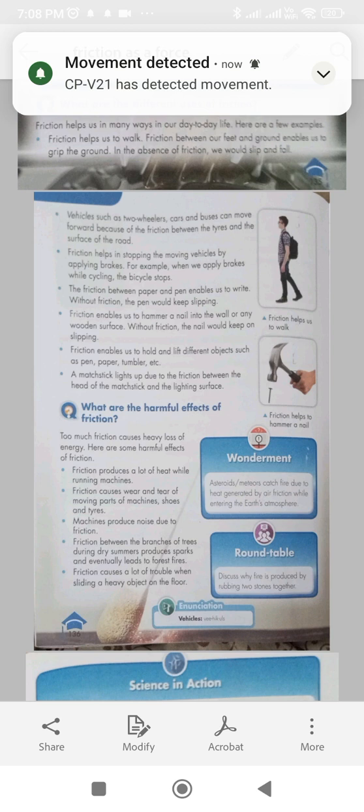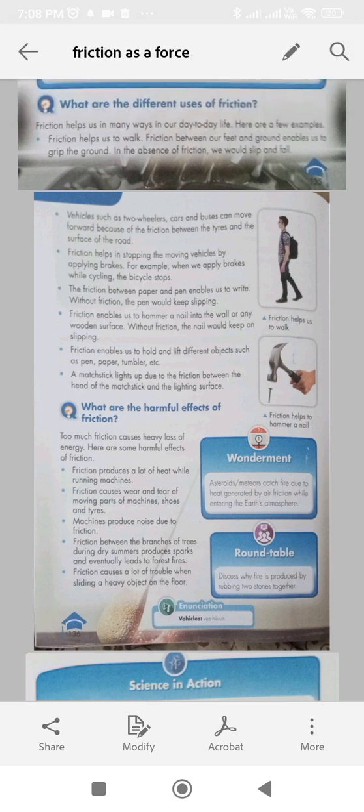Friction enables us to hammer a nail into the wall or any wooden surface. Without friction, the nail would keep on slipping. Friction enables us to hold and lift different objects such as pen, paper, tumbler, etc. A matchstick lights up due to the friction between the head of the matchstick and the lighting surface.